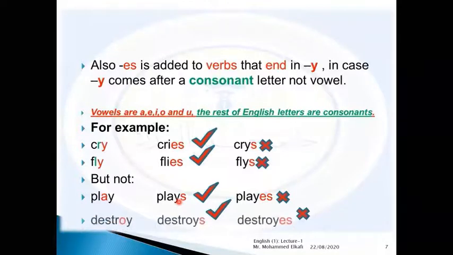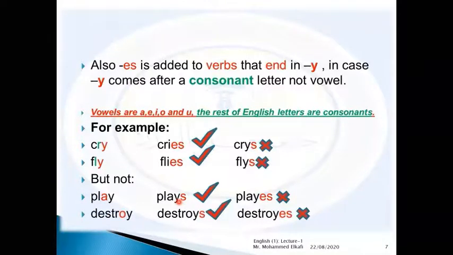Even in the second example here, destroy, we should say destroys in this form. Why? Because before y we have a vowel, not a consonant. So this form is wrong, and this is the correct form, destroys. Why didn't we change y into i? Because the letter y is preceded with o. So we just add s, not changing the letter y into i and then adding es as in the previous examples.